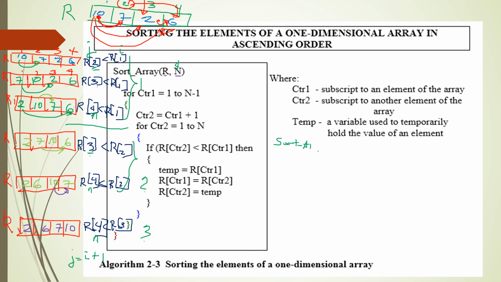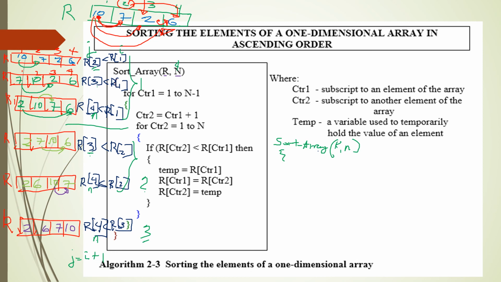Sort array. Okay? We have R, we have N. First, what do we do? Initially, we have I. Okay, I make use of I. May paulit-ulit na ginagawa, di ba? Ang paulit-ulit niyang ginagawa ay tinetest niya yung values ng R sub J with the values of R sub I. Okay? Now, as you have noticed, our I goes from 1 to 3.